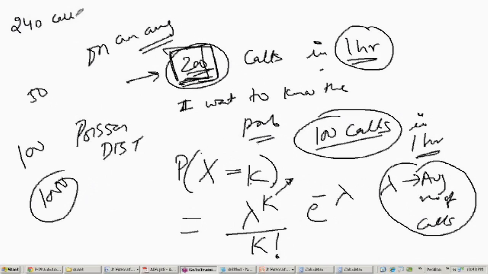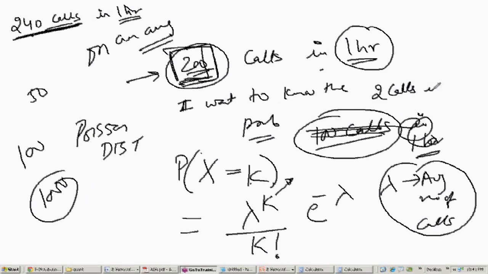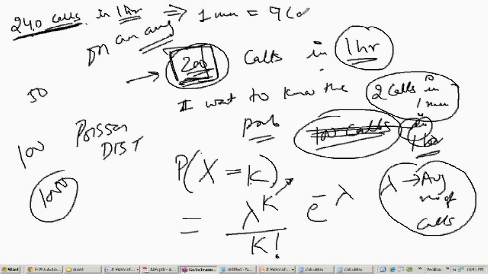Let us try to make this slightly simpler, because k factorial you will not be able to compute. Let's say you are able to get 240 calls in 1 hour. What is the probability that you will get 2 calls in 1 minute? You are getting 240 calls in 1 hour, so on an average in 1 minute you are getting 4 calls. I want to know the probability that you will get 2 calls in 1 minute.